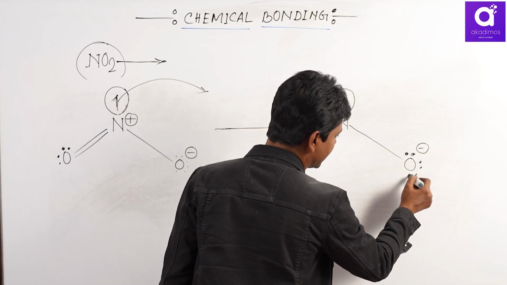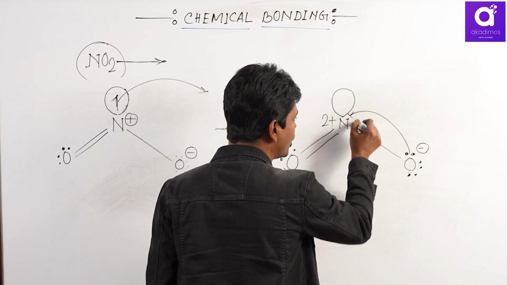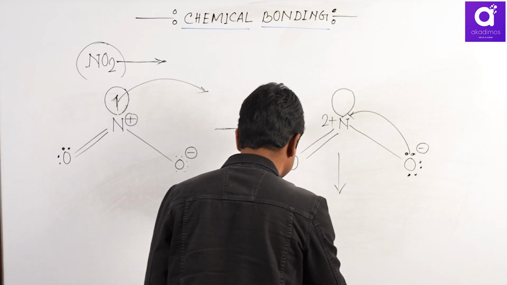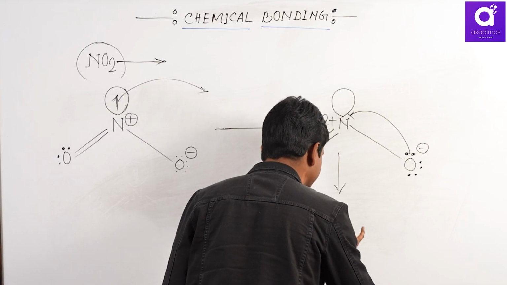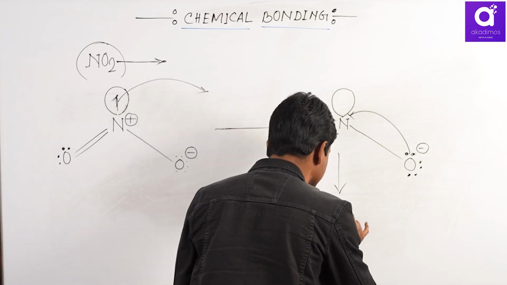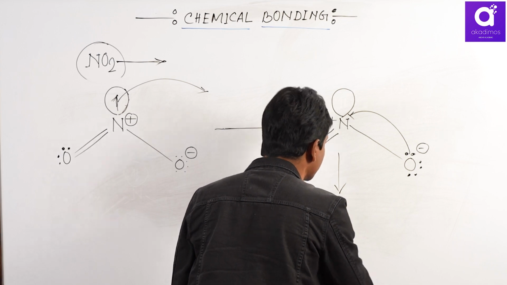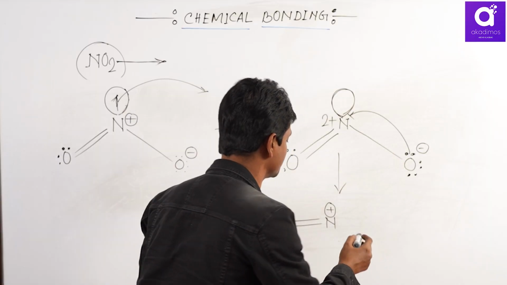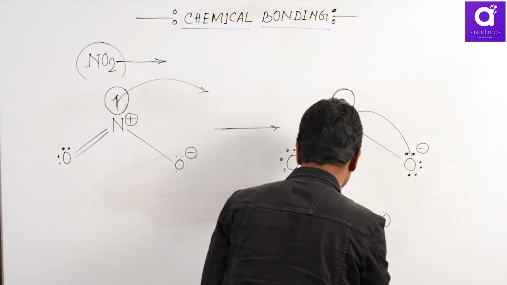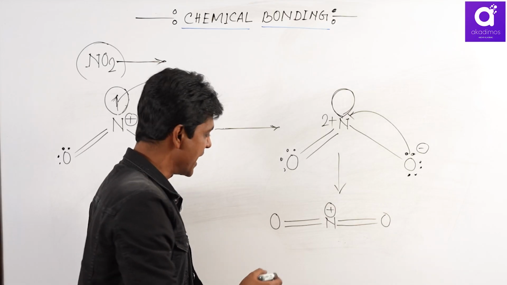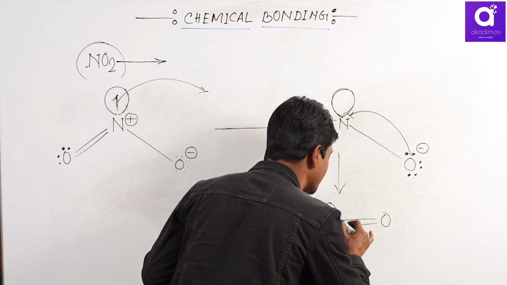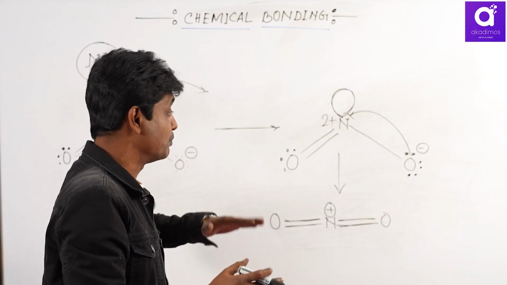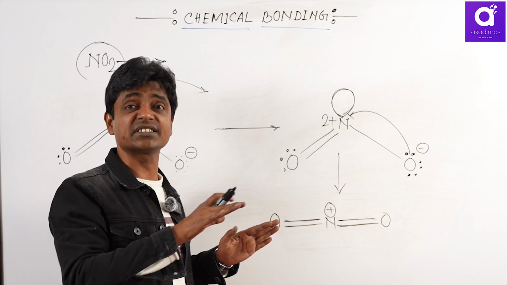Immediately this oxygen will donate a pair of electrons and make a pi bond with nitrogen. And finally what will you get? Double bond oxygen, 1 plus charge is neutralized, 1 plus charge is neutralized, and this vacant orbital is also involved to form a pi bond with this oxygen, and you will get NO2 plus. This is the structure of NO2 plus, and see both nitrogen-oxygen bonds are double bonds. That means here the bond order is 2, which is greater than in the previous NO2 minus.